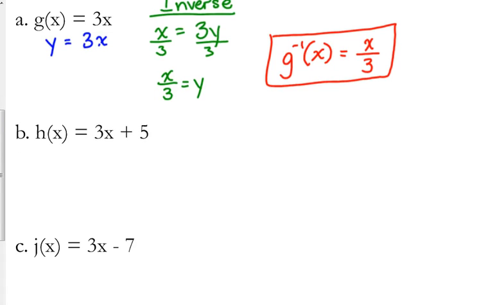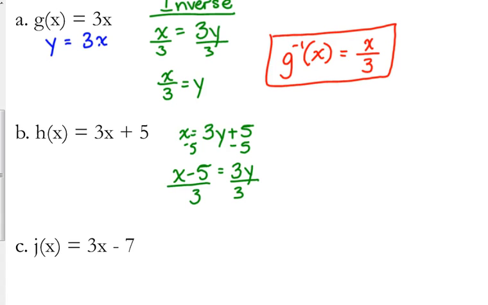Okay, so we get another one. h of x is equal to 3x plus 5. So to find the inverse, we switch x and y. So x is equal to 3y plus 5. Got an extra step here in solving for y. We need to start by subtracting the 5 and then dividing by 3. So h inverse of x is equal to x minus 5 over 3.